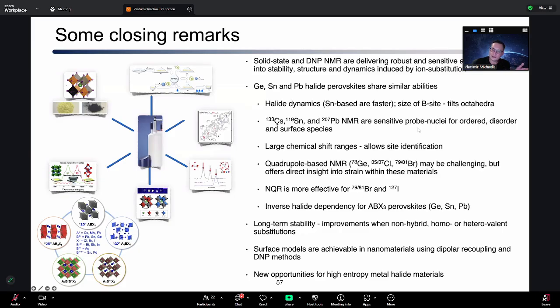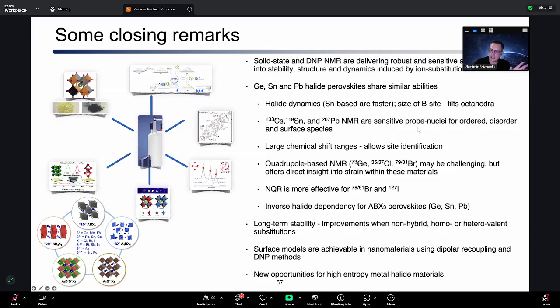I hope I've also demonstrated that cesium, tin, and lead NMR are very receptive probes for looking at order, disorder, and surface species. We've also emphasized that you can expand the chemical shift range of tin to newfound levels, 12,000 ppm. That's a newer outcome in the last 5-6 years. You can also extend to quadrupolar nuclei. I didn't spend too much time on this, but you can do germanium.